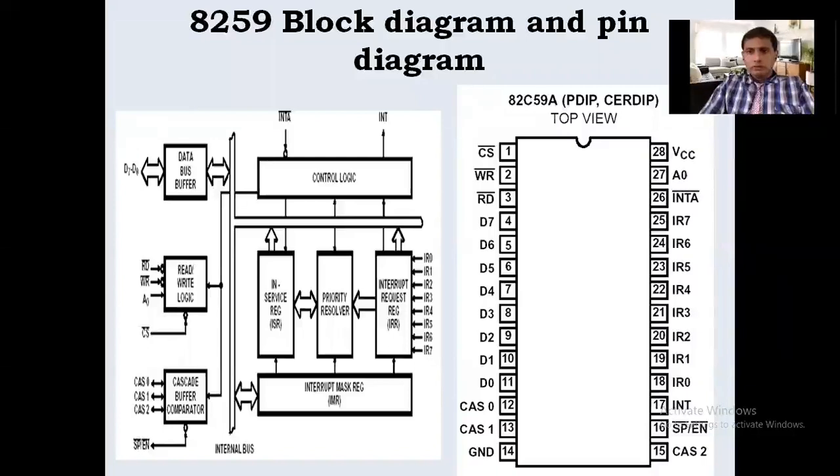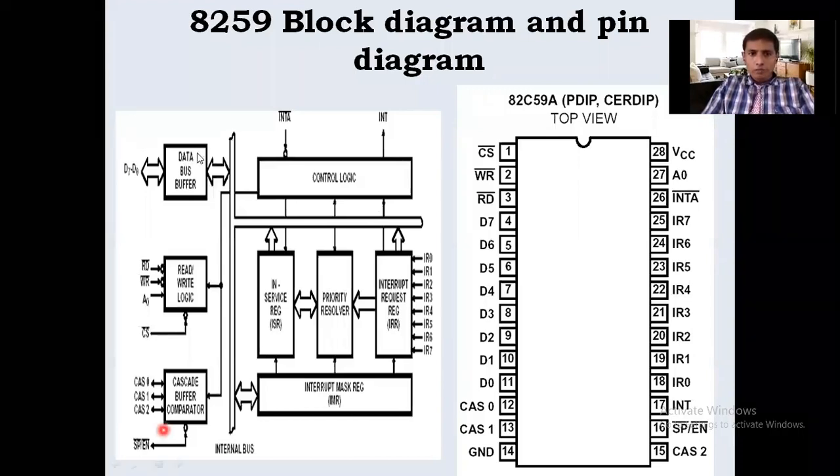See the topic, block diagram as well as pin diagram of 8259. Okay, this is called a block diagram and this is called a pin diagram. Let us see here also how many pins are present. 28 pins are present. First we'll see the block diagram briefly, then later we'll see the functioning of each pin.